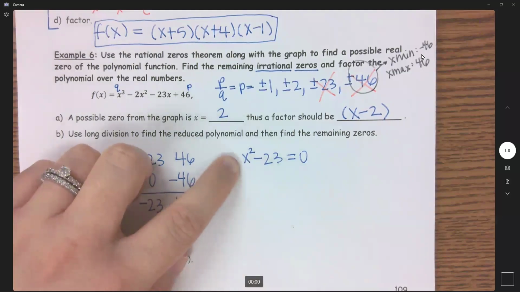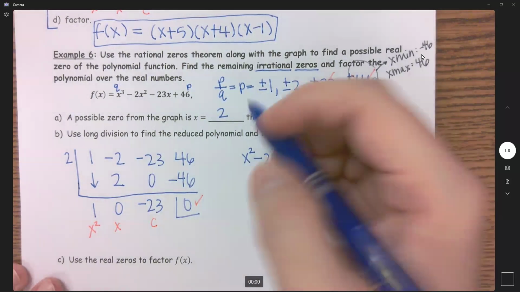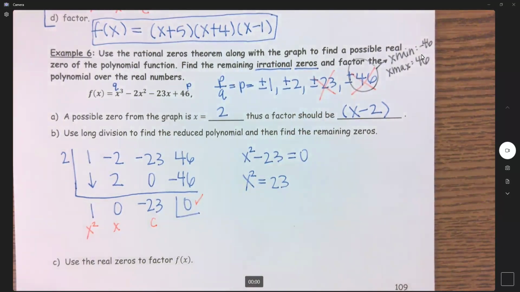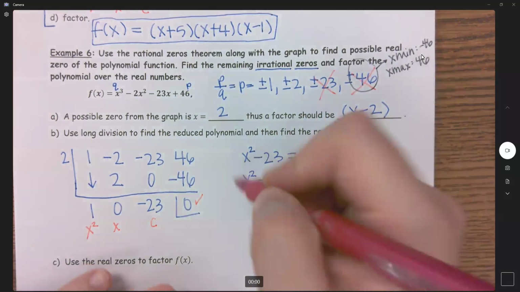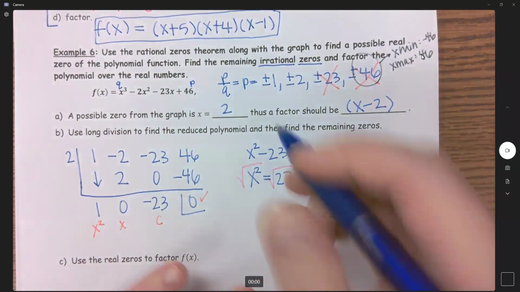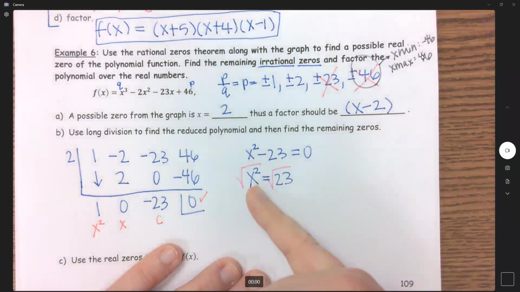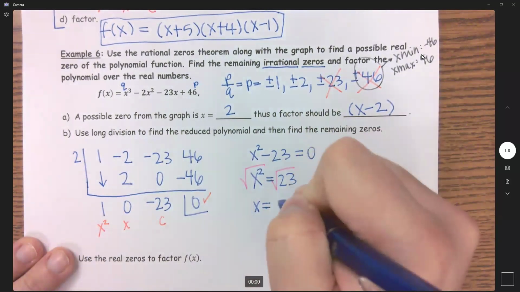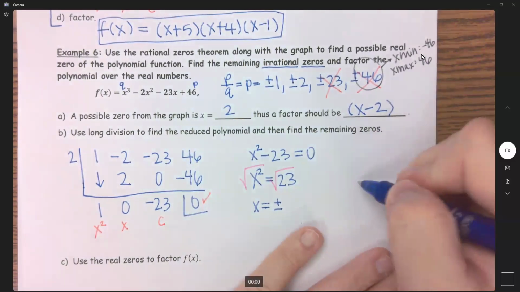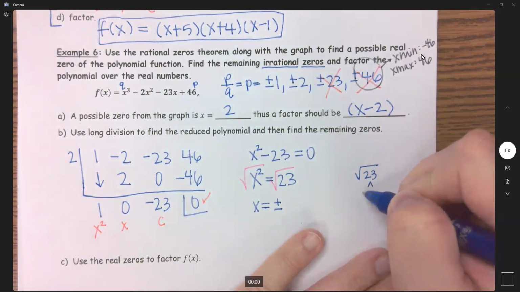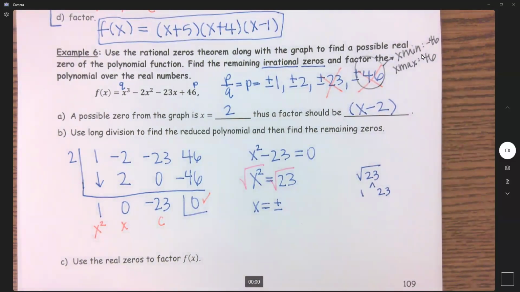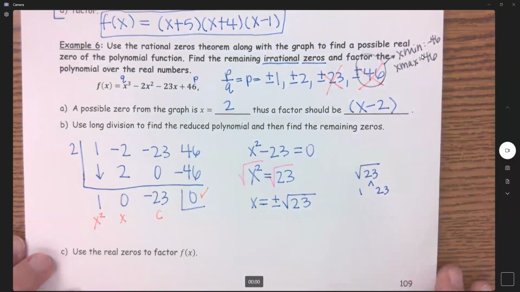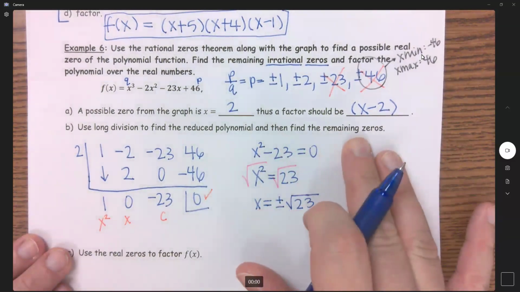For square root method, we want to get that x squared by itself. So we'll add our 23 over. And then if I take the square root of both sides, we get x equals, remember, I need 2 solutions from here. So I get my 2 solutions from plus or minus. And 23 is a prime number. If we broke that down, the only way we can is by 1 and 23. So I'll have a pair of anything. So this stays as the square root of 23. So here are my remaining zeros.